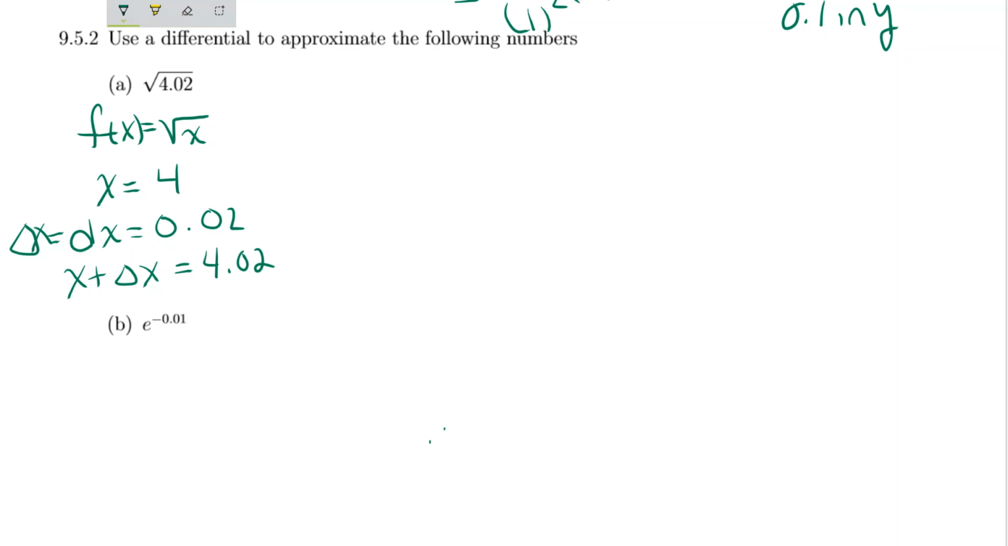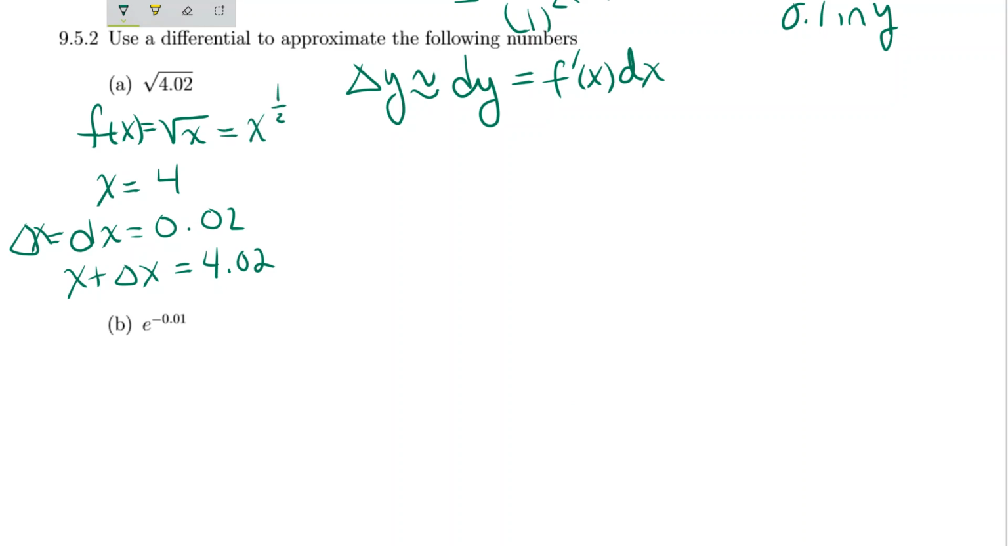So I want to do my dy, because I'm going to use that to do my approximation. So remember, delta y, how much I'm going to change in the y direction, should be approximately dy, which is my f prime of x times my dx. Okay, so I need to do the derivative of f here really quick. So I'm going to think of this f as x to the 1/2. Ooh, I should have left room to do this.